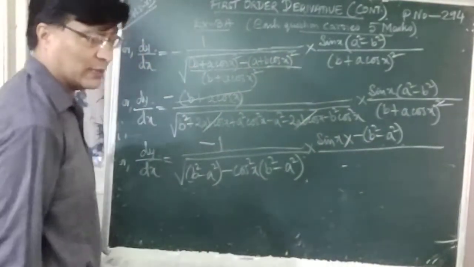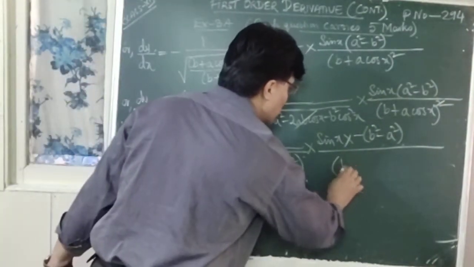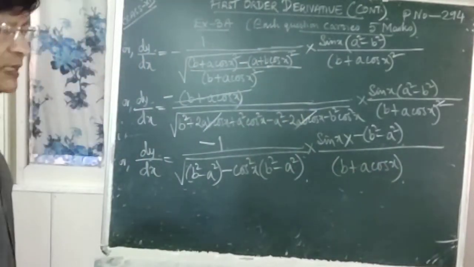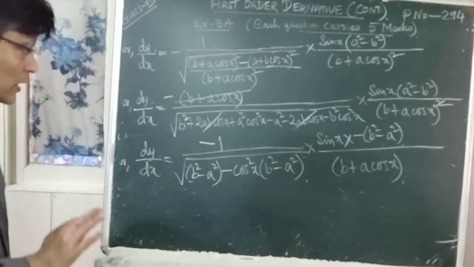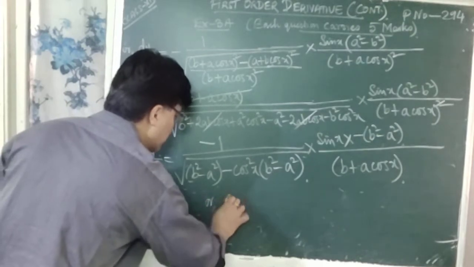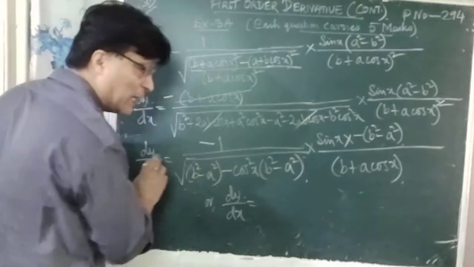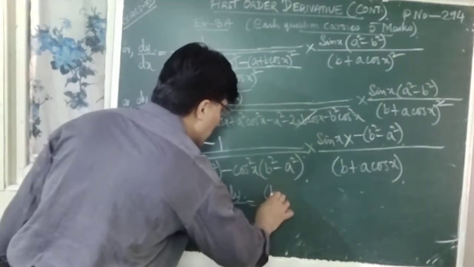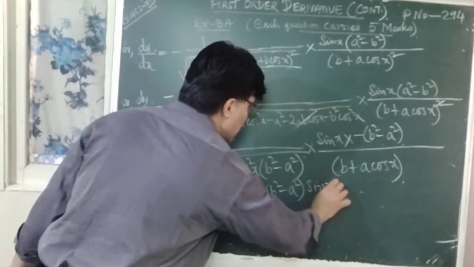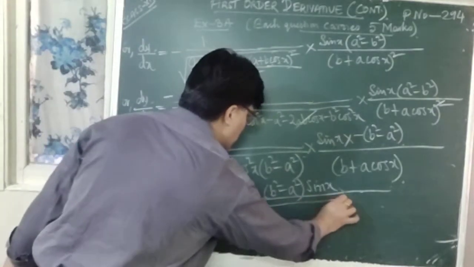This whole divided by, in the denominator, what do we write? It is only b plus a cos x. Is that clear to all of you now? So I think you have understood it. Now dy by dx is equal to, this is minus into minus is plus, right? So it is b square minus a square into what? That is sin x. This whole divided by within square root.